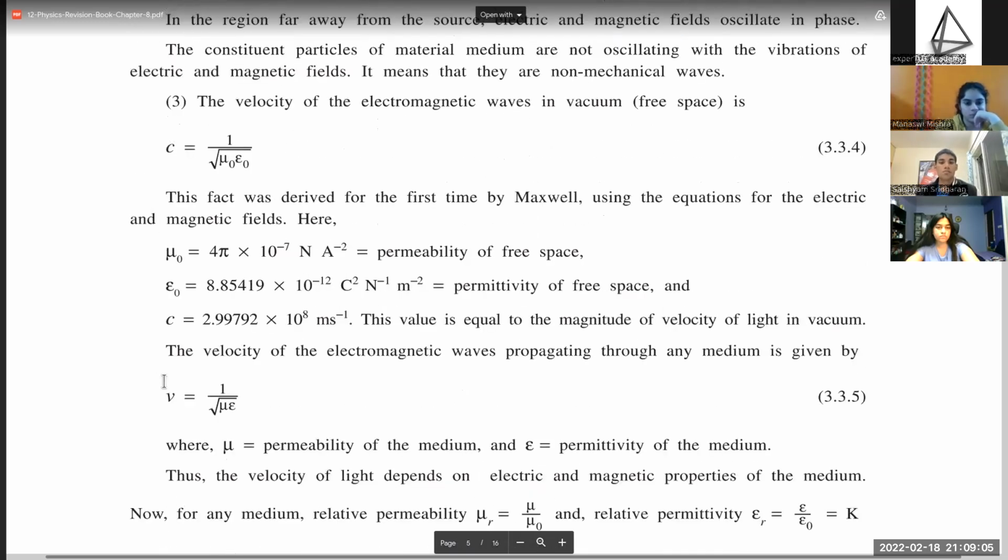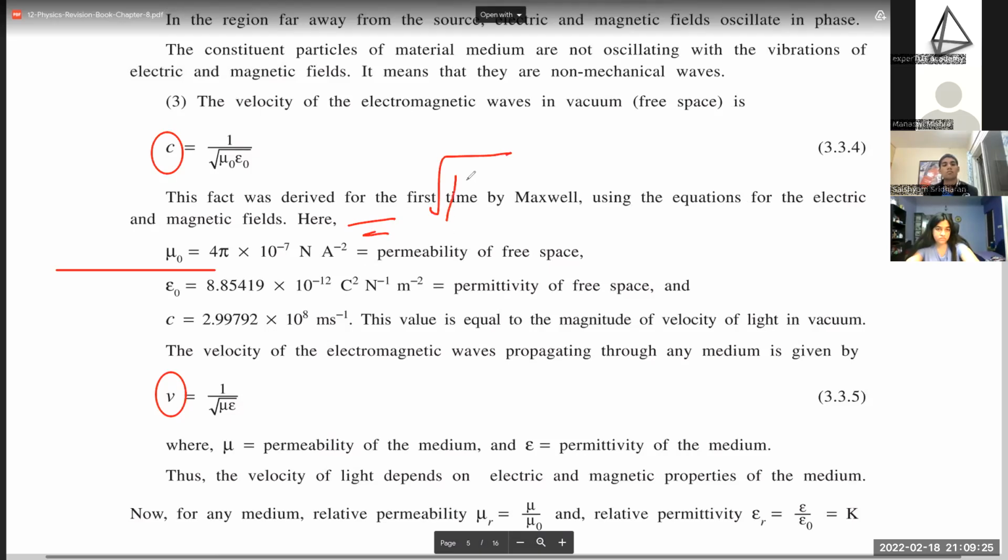Then if you do C by V, what is this ratio? Look carefully, this is the speed of light in vacuum divided by the speed of light in glass. This ratio is called n, the refractive index, right? If you divide these two numbers, on the right hand side you will have a division, with mu naught epsilon naught in the numerator and the under root of it in the denominator. Understood everyone? Yes, sir.